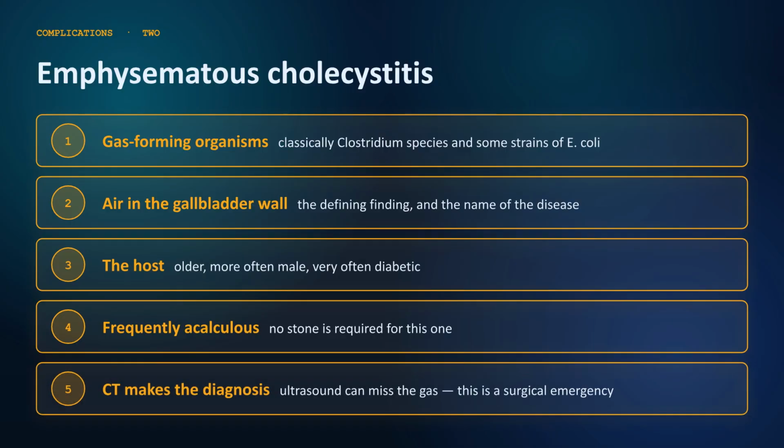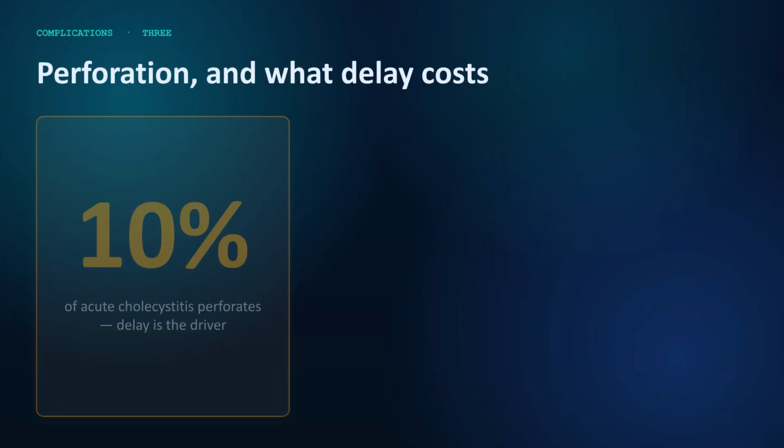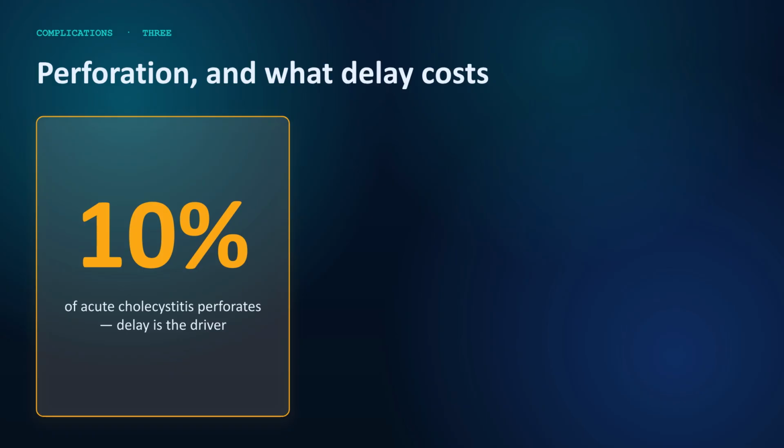Ultrasound can miss the gas, so computed tomography is the test that makes this diagnosis. Treatment is urgent. Broad antibiotics with early surgery or drainage, because this form reaches gangrene quickly. One recognition tip: a plain abdominal film may show gas outlining the gallbladder, but do not wait for that film. Go to computed tomography. Perforation complicates roughly 10% of cases, and the driver is delay.